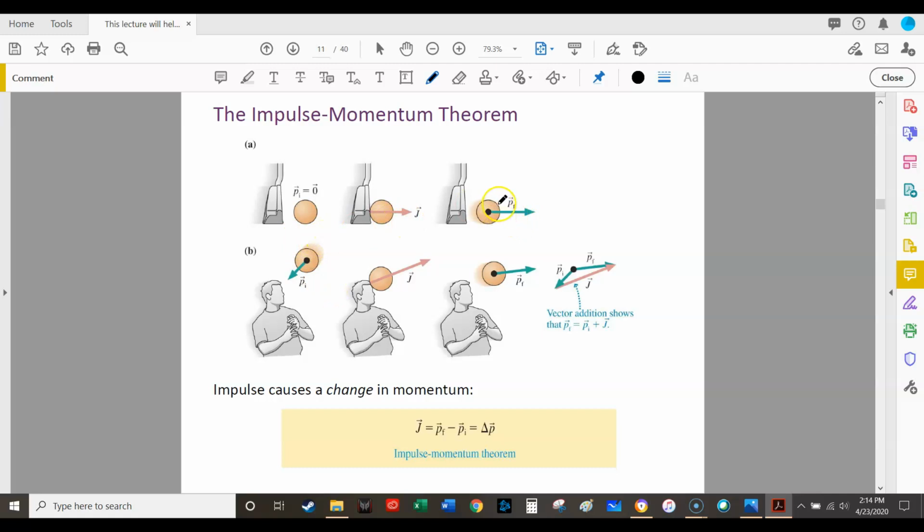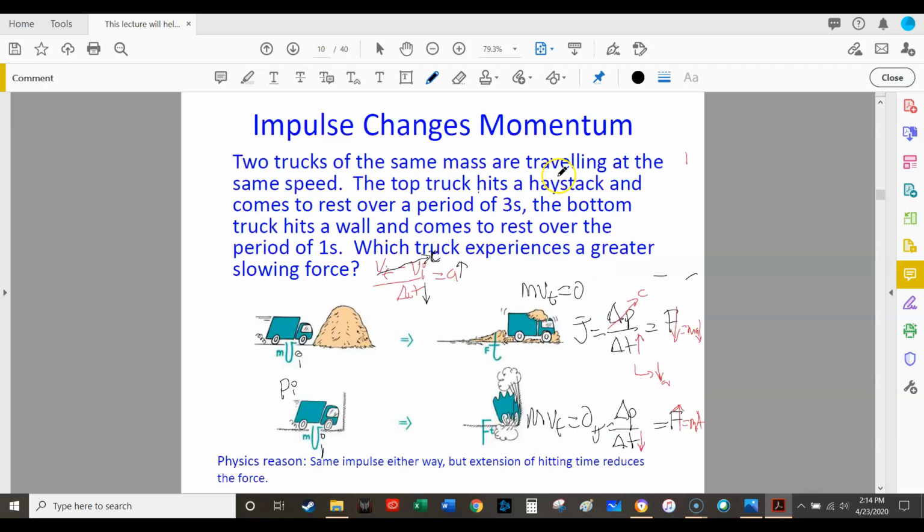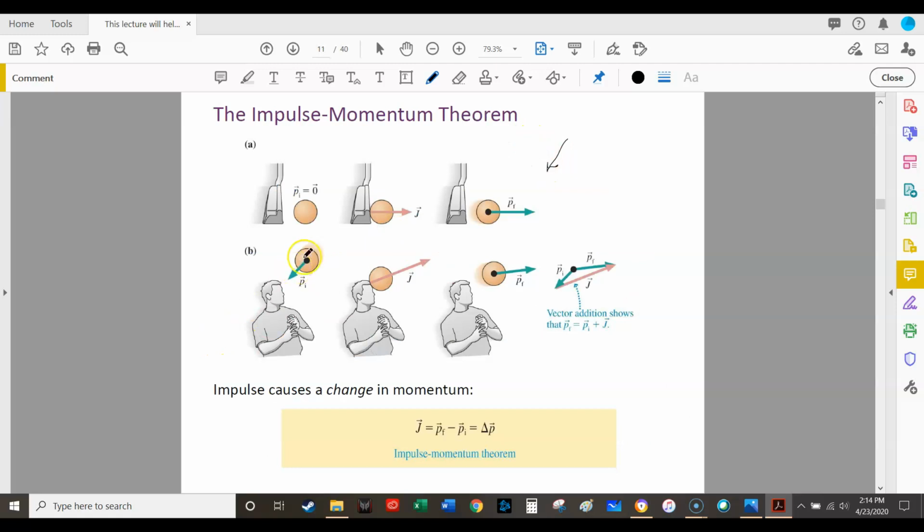initial momentum, final momentum are both vectors, right? And the difference of those two vectors is the J vector, okay? So you could do vector subtraction here, right? So it starts off with an initial momentum. This line right here is an initial momentum down to the right, okay?